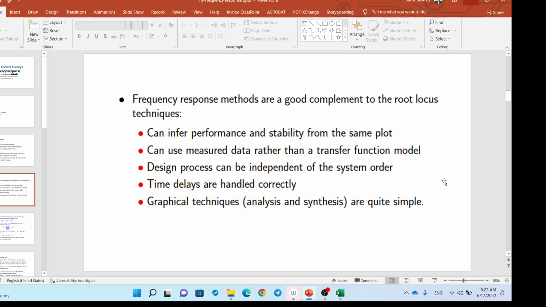The third, the design process can be independent of the system order. So you can design a controller just based on the property that you learn from the raw data, rather than the modeling that shows the order of the system. And the controller design does not need to care about the order of the system. And also, time delay can be handled by the frequency response method correctly. Graphical techniques, both analysis and synthesis, are quite simple.